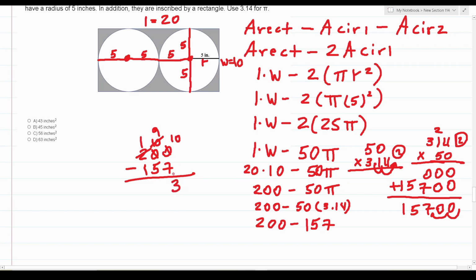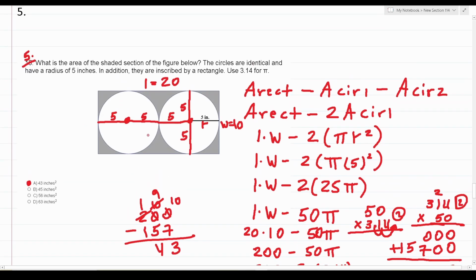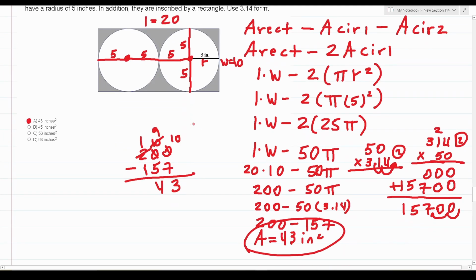10 minus 7 is 3. 9 minus 5 is 4. 1 minus 1 is nothing. So this is 43 inches squared. In other words, the area of the shaded section of this figure is 43 inches squared. All right, so that's a challenging problem. But that said, again, if you use your knowledge of some basic principles of circles as well as rectangles, this problem was pretty simple and straightforward. All right, so that is that one.